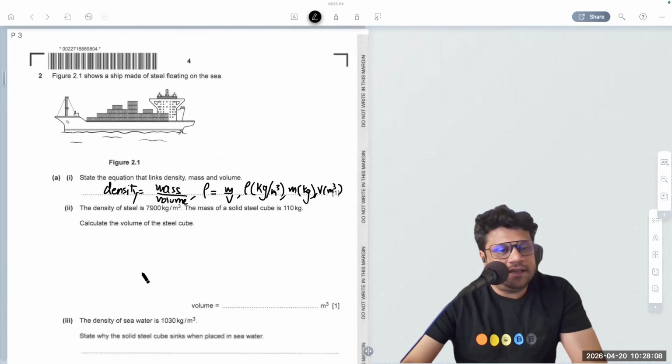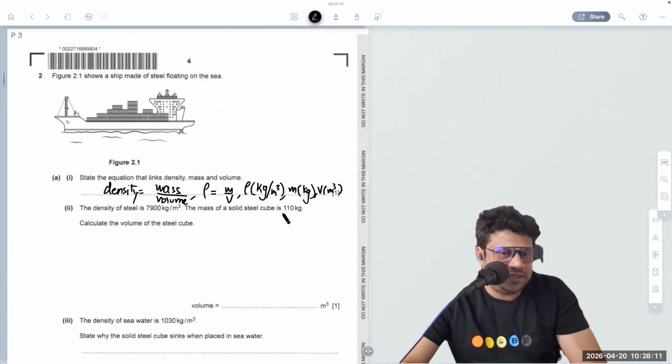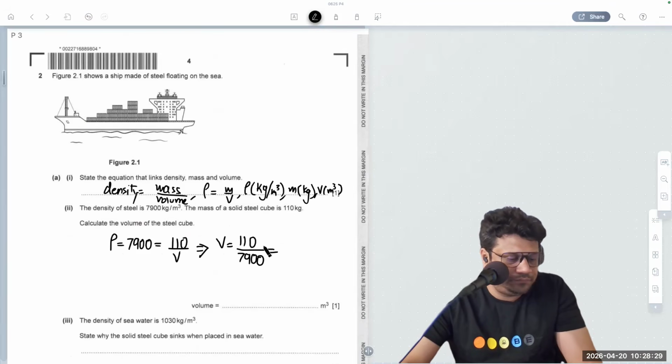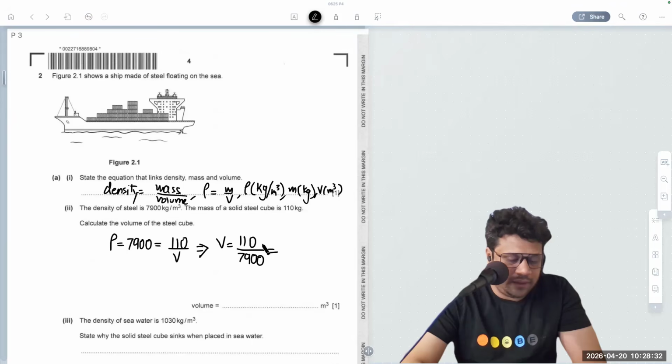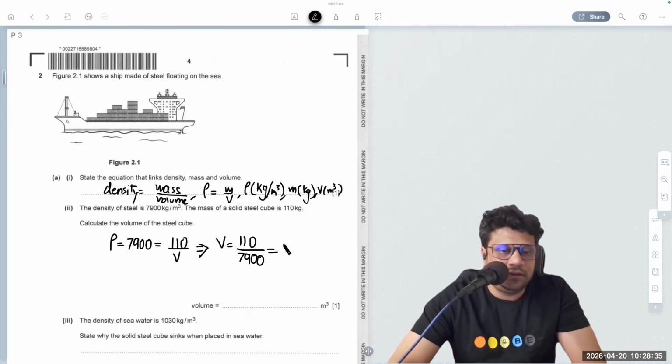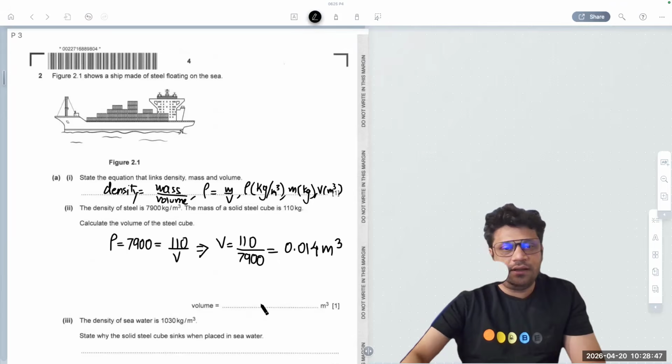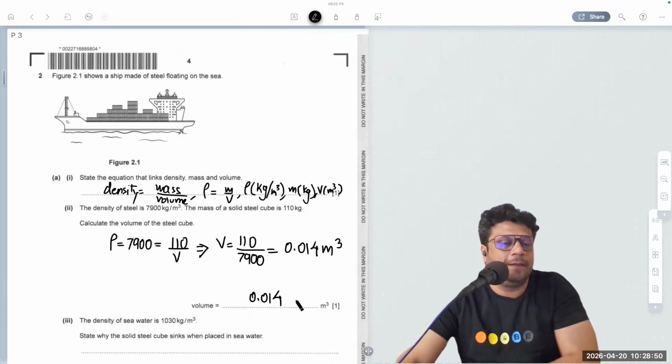Okay. The density of steel is 7900. The mass of a solid steel cube is 110 kilograms. Calculate the volume. We know that density is 7900 and it is supposed to be mass by volume. So volume comes out to be 110 divided by 7900, and that will be 0.014. Sorry, that's the volume, so the unit is meter cube. That's your answer, 0.014.